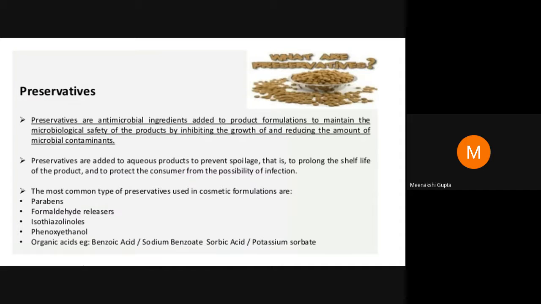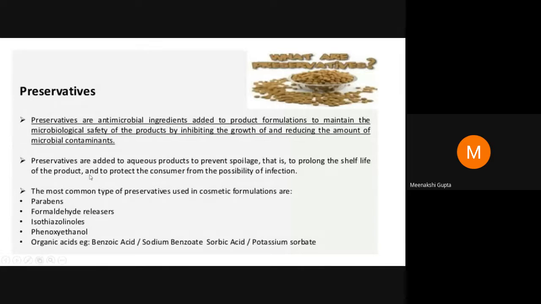Another thing which we use for preventing this contamination is preservative. We all know preservatives are antimicrobial ingredients added into the formulation. They maintain the microbial safety of the product by inhibiting the growth of microorganisms, prevent spoilage of the product, provide a prolonged shelf life, and protect the consumer from possible infection. So preservatives are usually added.